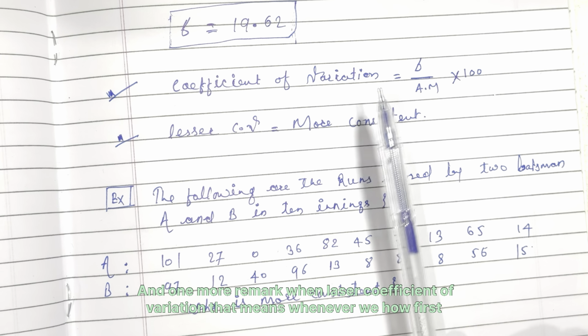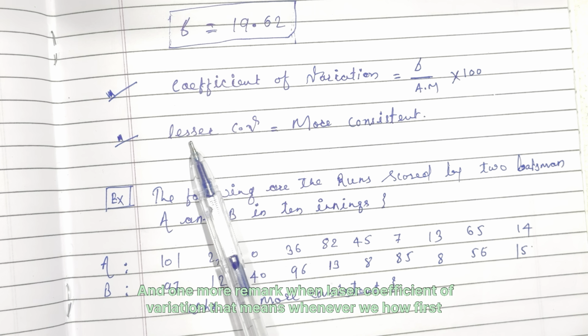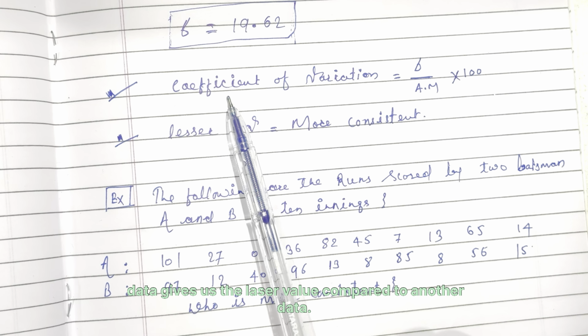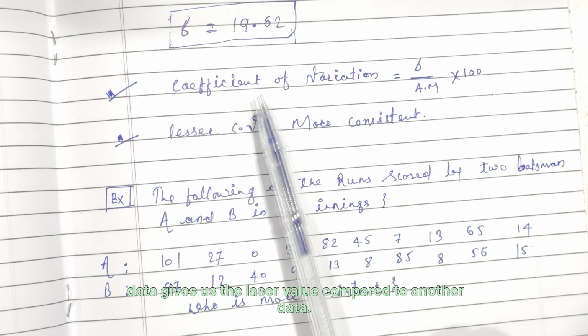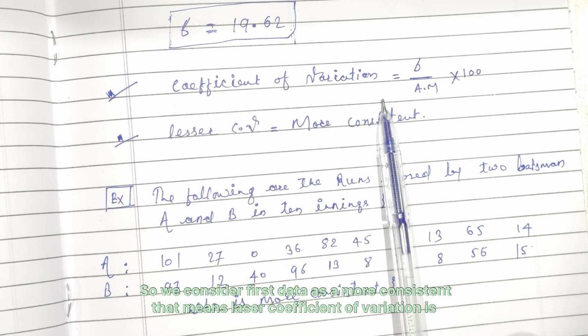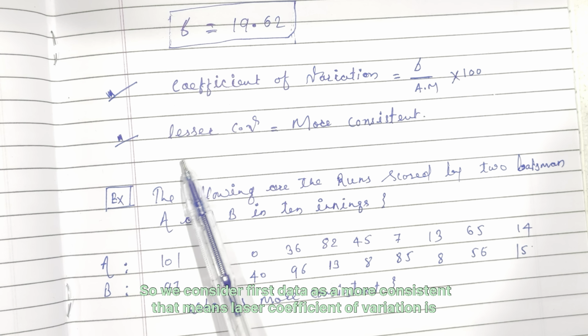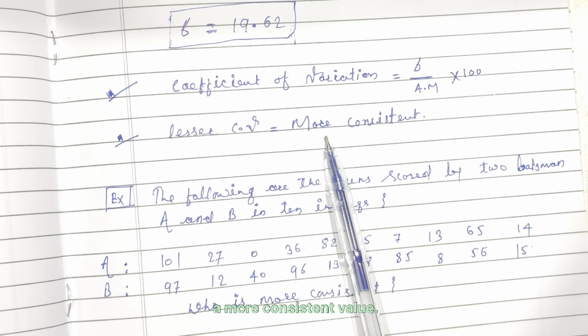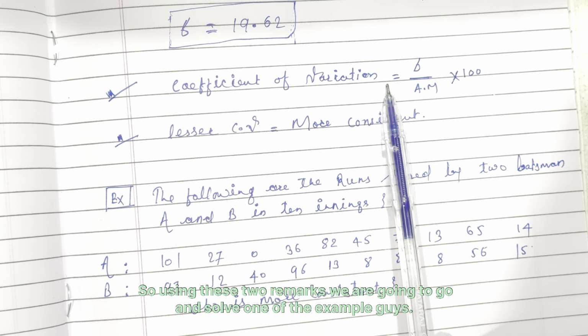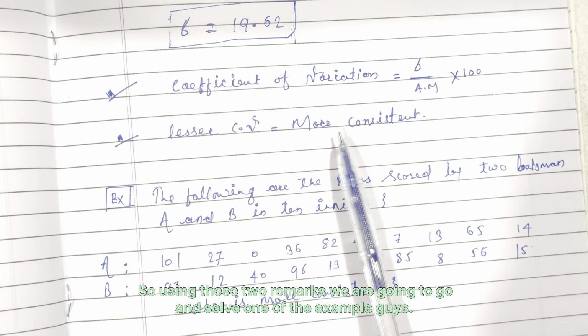And one more remark: when we have a lesser coefficient of variation, that means whenever the first data gives us a lesser value compared to another data, we consider the first data as more consistent. That means a lesser coefficient of variation is a more consistent value. So using these two remarks, we're gonna go and solve one of the examples guys.